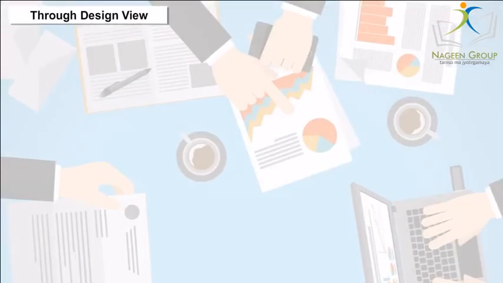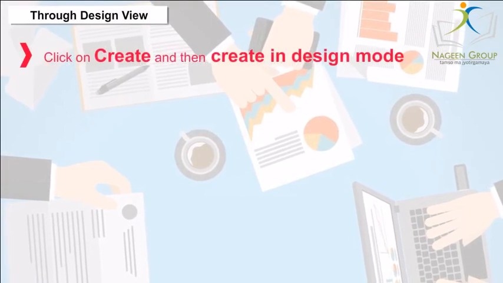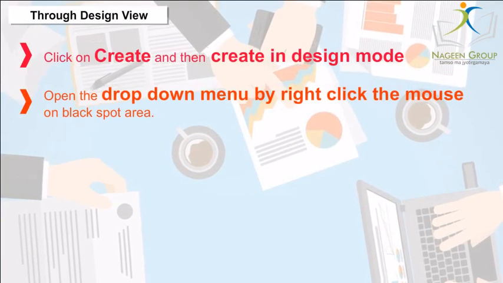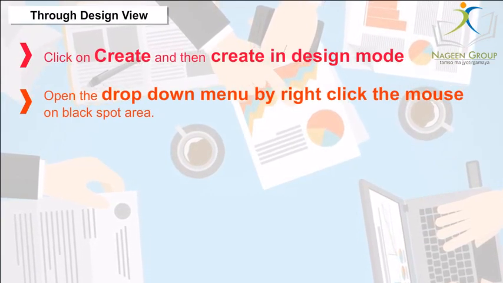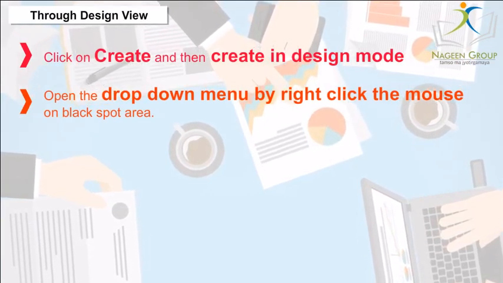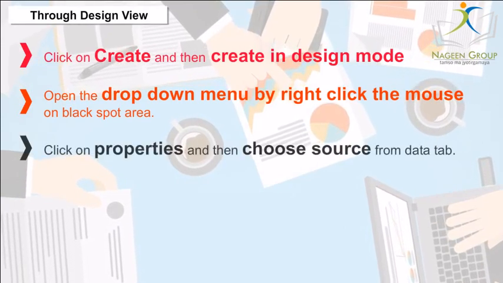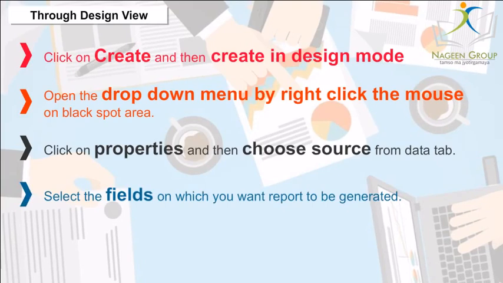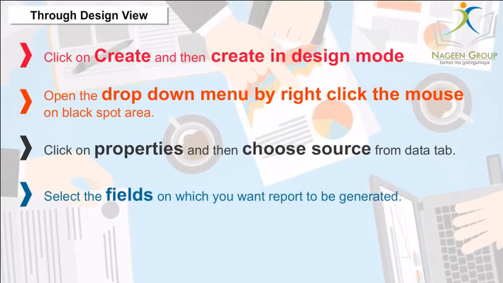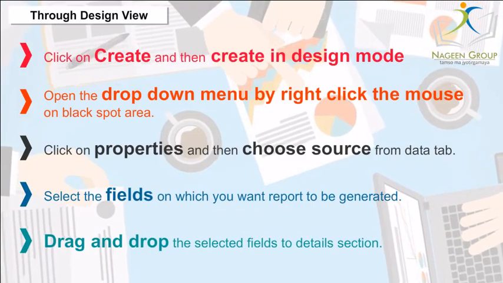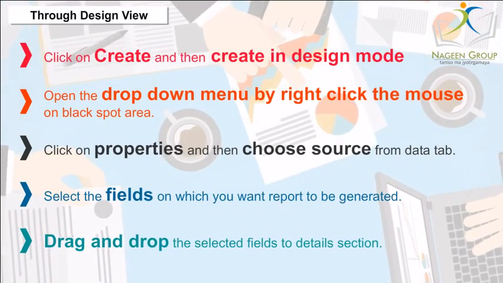Through Design View. Click on Create and then Create in Design mode. Open the drop-down menu by right-clicking the mouse on black spot area. Click on Properties and then choose Source from Data tab. Select the fields on which you want the report to be generated. Drag and drop the selected fields to Details section.